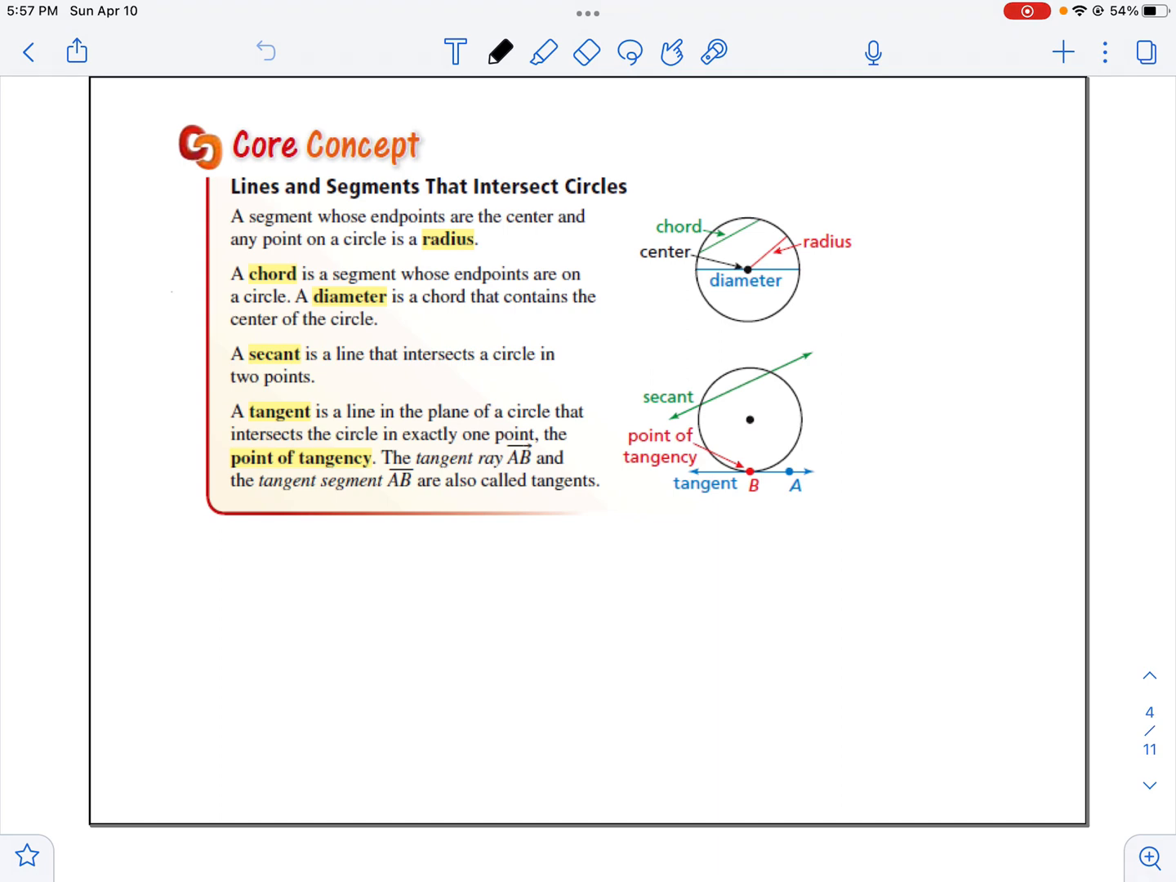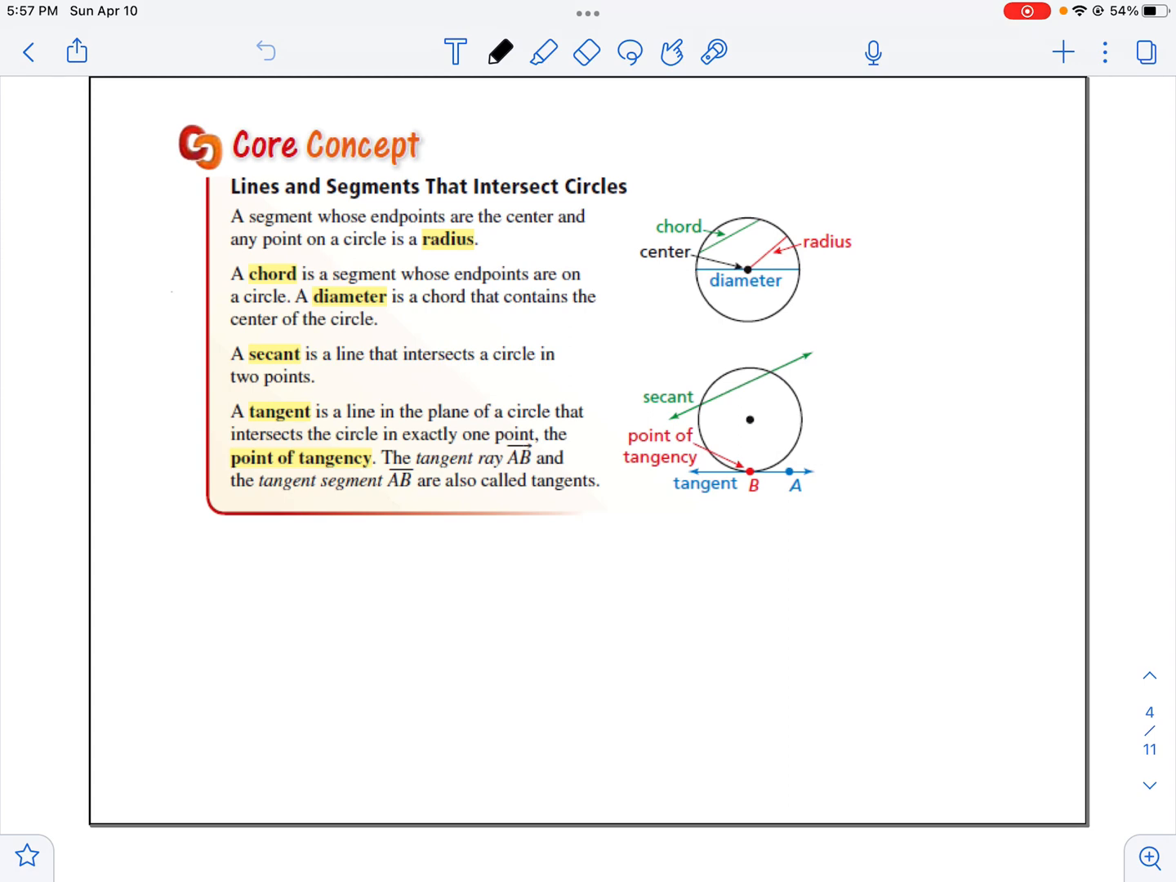A segment whose endpoints are the center and any point on the circle is called a radius. We all know what radius is. It's center to the edge. But these are all going to be new. Maybe not diameter, but chord. It's a segment whose endpoints are on a circle. A diameter is a chord that goes through the center.